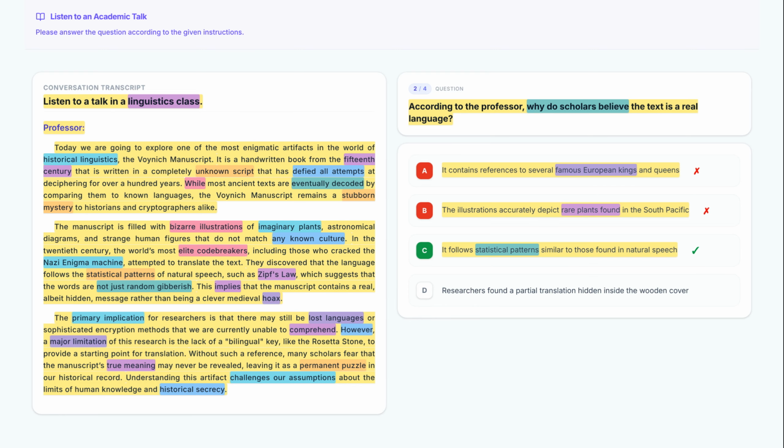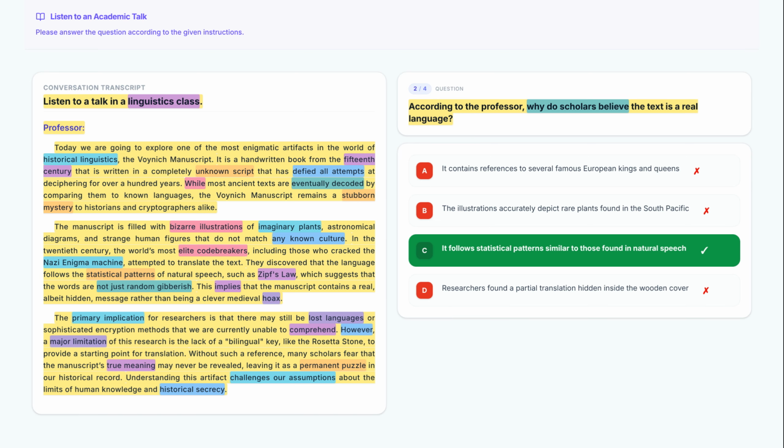Finally, let's look at option D. Researchers found a partial translation hidden inside the wooden cover. The professor explicitly mentions a lack of a key, so finding a partial translation in a wooden cover is factually incorrect based on the talk. Therefore, the correct choice is option C because it reflects the linguistic analysis mentioned by the professor.